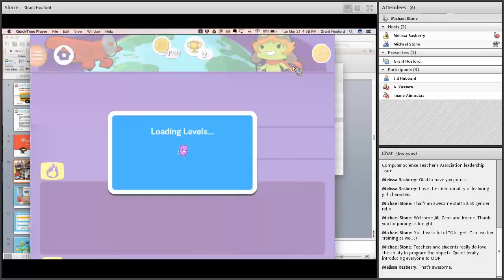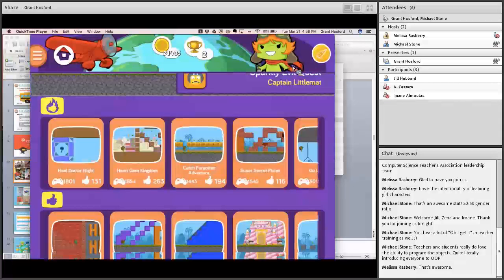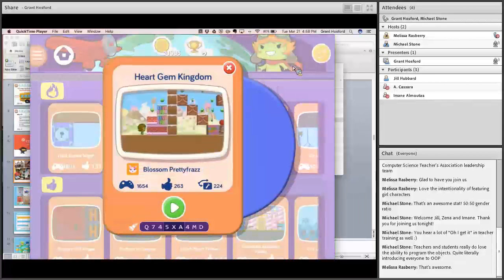And this is the last thing I'm going to show you. In the community, kids can play each other's games. Every game has a unique code. You can see it down on the bottom there. So if I want to share this with my neighbor, with my teacher, with my mom, then I can. And you can see this game has been played 1,654 times. It's been liked 263 times. And then importantly, it's been remixed 224 times.